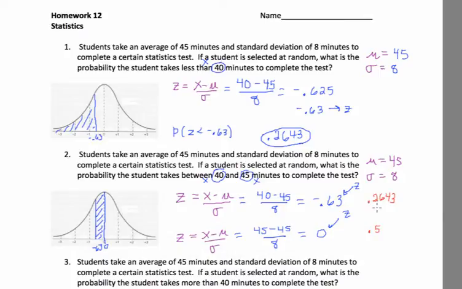Here are the probabilities from the inner portion of the table. Probability will be less than negative 0.63. Probability will be less than 0.5. So since we're between them, we subtract them. So these again are probabilities.